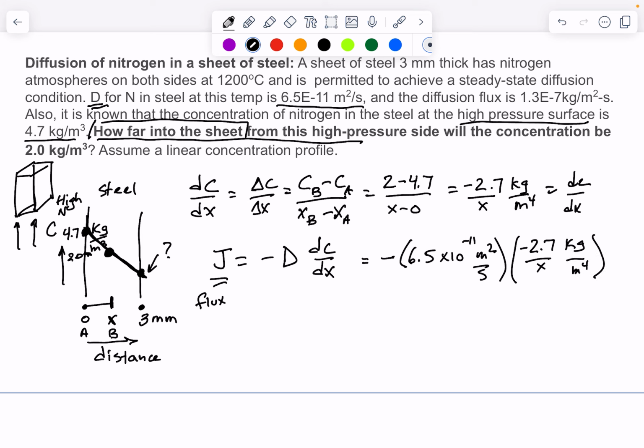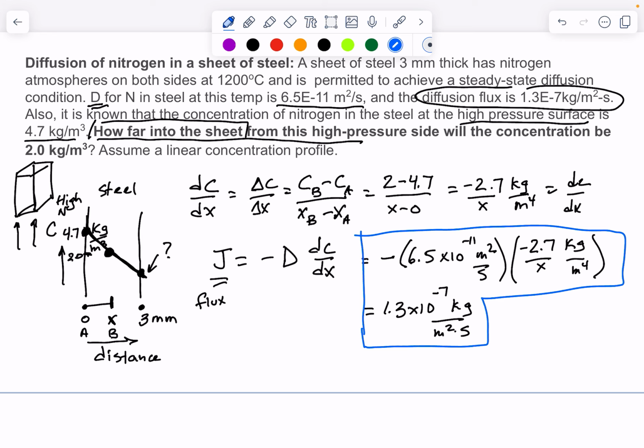And that's going to equal the flux, which we are also given. So that will equal 1.3 times 10 to the minus 7 kilograms per meter squared second. So this is the equality: 1.3 times 10 to the minus 7 equals the product of those two negative numbers. And there's only one unknown in it, and so we can solve for X.